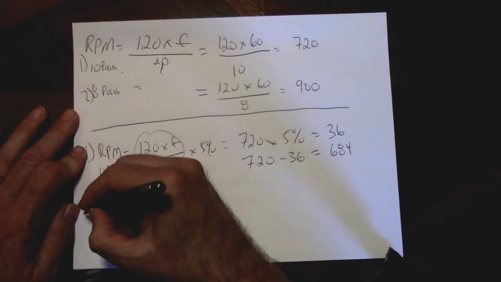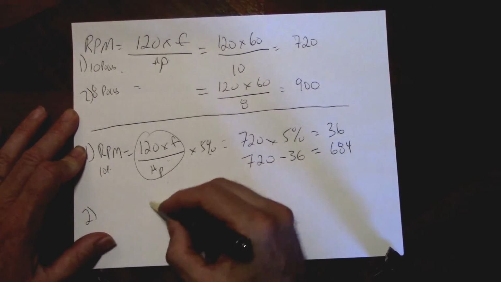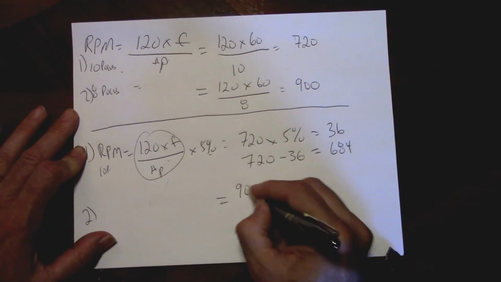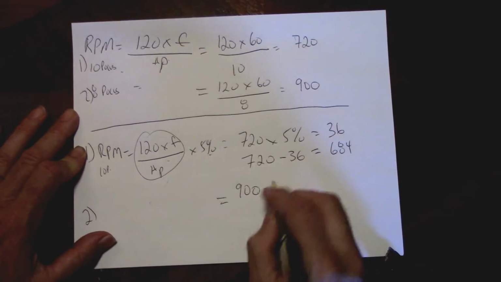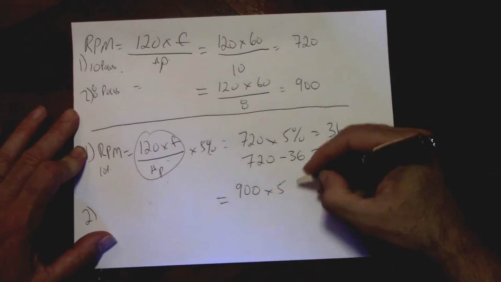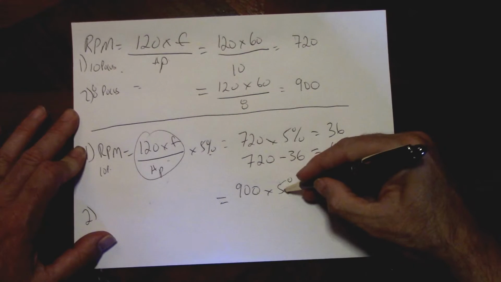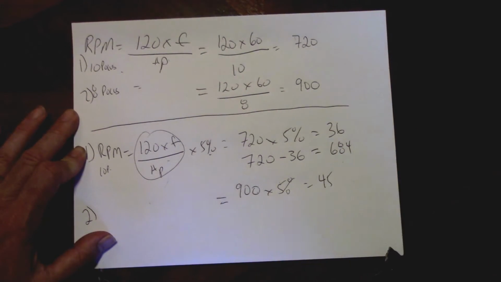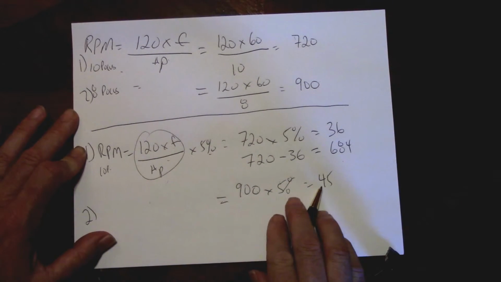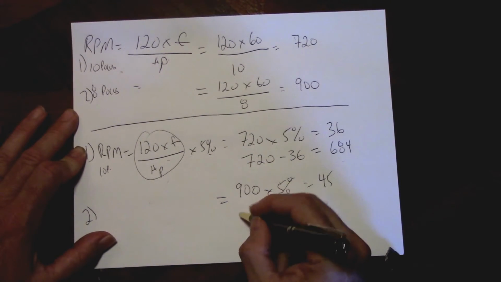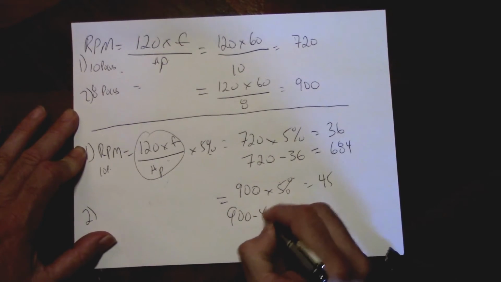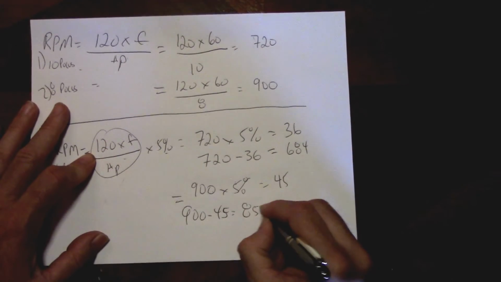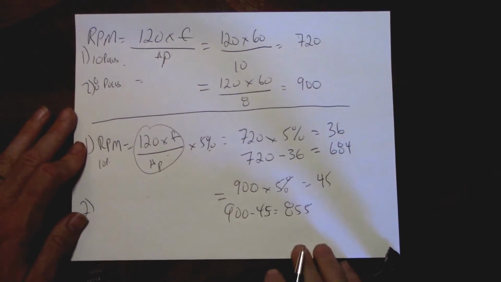Question 2 now, with 8 poles, we know the 8 poles will give us 900. Times 5% slip gives us 45. So my motor will turn 900, but it's got a slip of 45. So now we can take the 900 minus the 45, which gives me 855 RPM total.